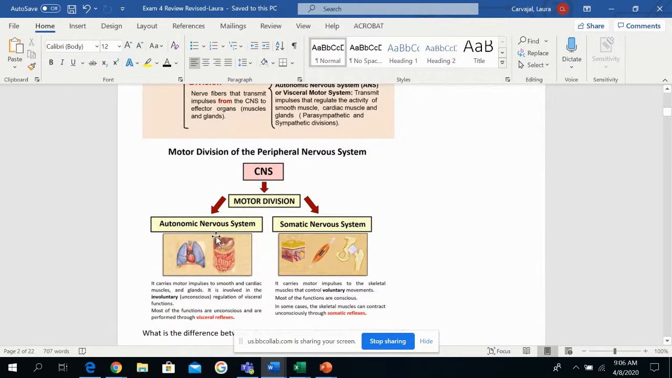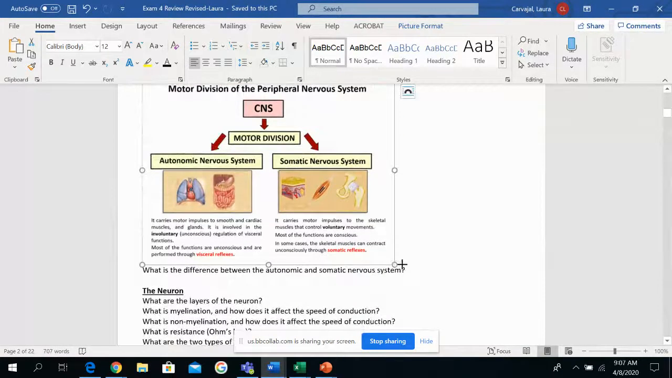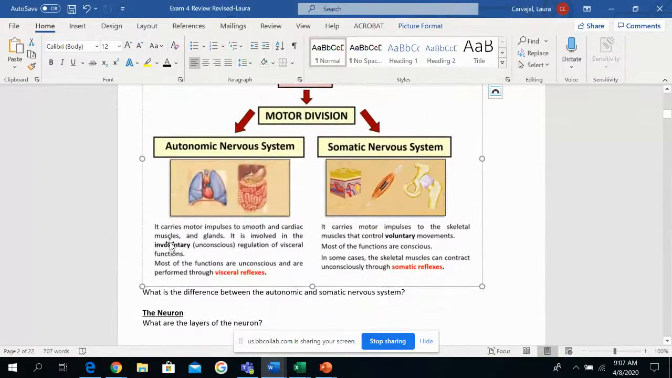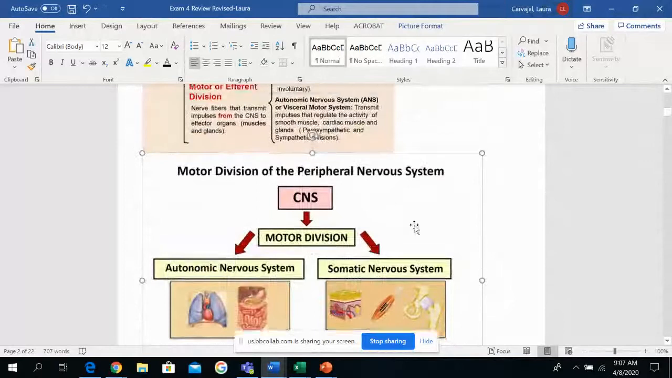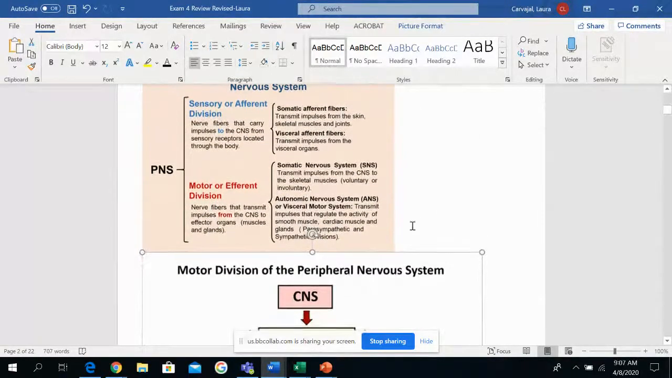which basically is the one that controls everything that is your viscera and things that you don't have to think about. So like respiration, your heartbeat, digestion, peristalsis, all that stuff is controlled by your autonomic nervous system. Auto means automatic, so that's a good way to remember that. And somatic carries voluntary muscle control. So here it says voluntary, involuntary. Those are also two keywords to use there. So autonomic, involuntary, somatic, voluntary. That's within your motor division of your PNS, which is right here.